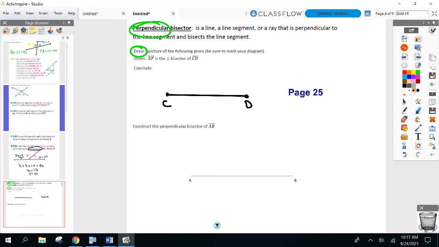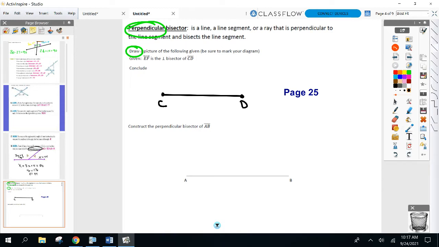Now watch what I do up here. Ready? Is that okay? No. Why not? It cuts CD in half. What's your problem? It's not 90 degrees. That's definitely not a right angle. All right. What if I do that? That looks like it forms a right angle. What's the problem? Okay, it's got to do both. Perpendicular bisector has to do both.